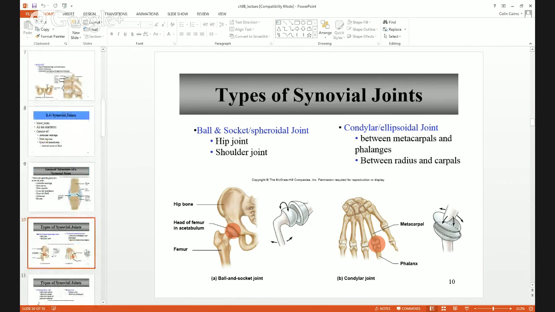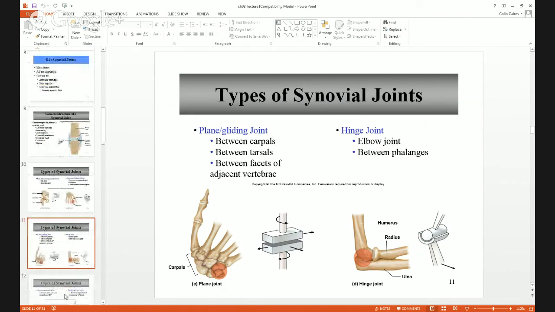The types of synovial joints. Ball and socket. You find these in the hip and shoulder. Condylar or ellipsoidal joint between the metacarpals and the phalanges, between the radius and the carpals. And there's also the plane or gliding joints between your carpals, between the tarsals, and between the facets of the adjacent vertebrae. You also have hinge joints, like an elbow joint, or between your phalanges.